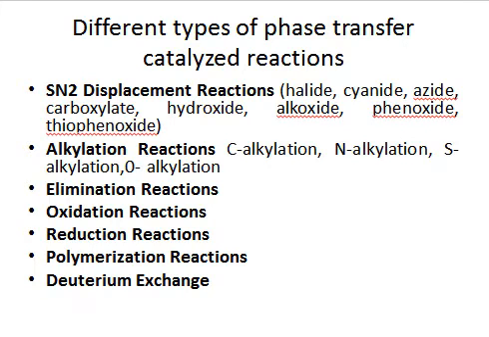Right. So different types of reactions that are catalyzed by phase transfer catalyst include the SN2 displacement reactions. Here you can displace different groups by halide, cyanide, azide, carboxylate, hydroxide, alkoxide, phenoxide, thiophenoxide, etc. So you can carry out almost all types of SN2 displacement reactions. And we can carry out alkylation reactions. Alkylation of carbon is called C alkylation. Alkylation on nitrogen is called N alkylation. Alkylation on sulfur is called S alkylation. And alkylation on oxygen is called O alkylation. So you can carry out all types of alkylation reactions by means of phase transfer catalyzed reactions.